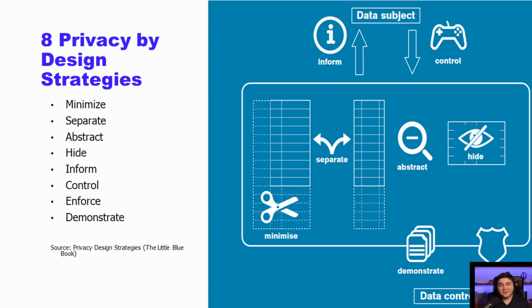Apart from privacy by design principles, there are privacy by design strategies. These strategies will help you with implementation of privacy by design. So, in the little blue book, there were 8 privacy by design strategies, such as minimize, separate, abstract, hide, inform, control, enforce, and demonstrate.